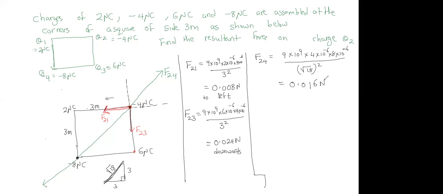0.016 newtons. Now for this one, we don't know the direction yet. How do we get the direction? I want you to first obtain which angle we have here. Obtain that angle. You can say this is opposite and this is adjacent. So that is tan theta equals opposite over adjacent. Members, hope everyone knows how to use tan. Okay, let's calculate it.